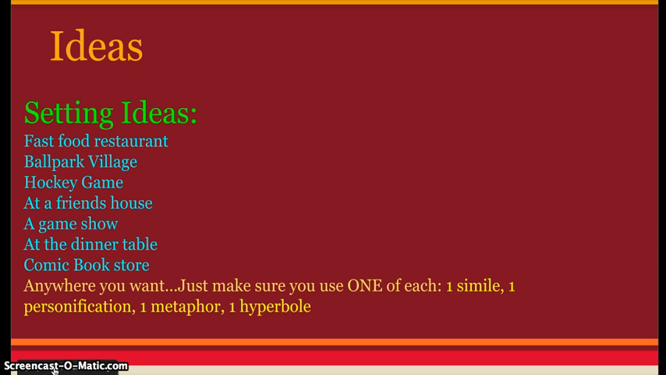Oh, here's some ideas for settings of your play if you want to start thinking about it. You can look through this. Think about where you want your play to be set. It could be a fast food restaurant, a ballpark, a hockey game. Hockey games are awesome. Oh, scratch out the hyperbole down there where it says hyperbole. You don't have to do that. Just simile, personification, metaphor. Oh, you need to do 3 of each.